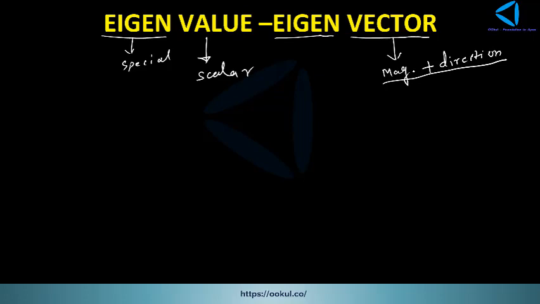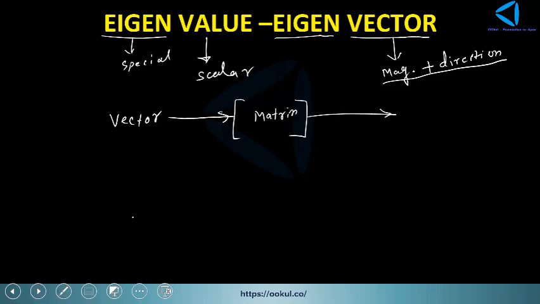Right. So before going into the eigenvalues and eigenvector in detail, let us see what a matrix does. So you have a matrix and you have a vector. So you are giving the vector into a matrix and it is emitting another vector.